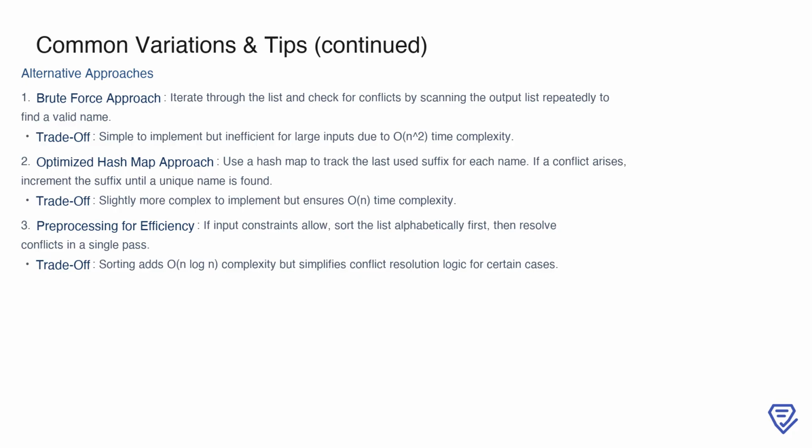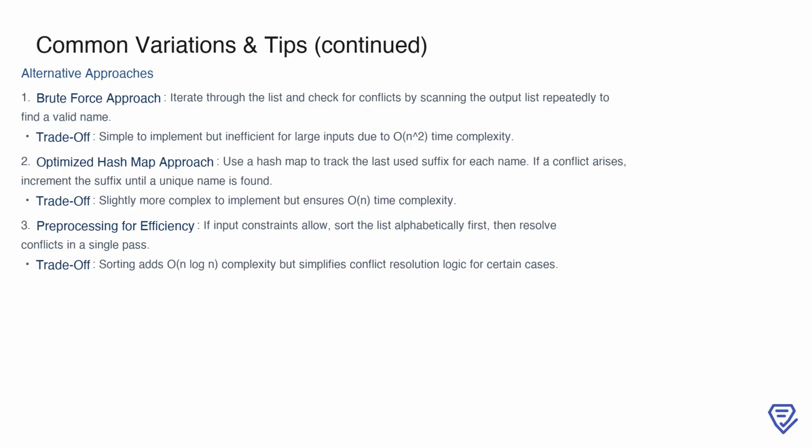There are also alternative approaches to solving this problem, each with its own trade-offs. The brute force approach involves iterating through the list and repeatedly scanning the output list to resolve conflicts. While this method is straightforward to implement, it becomes inefficient for larger inputs because of its O(n²) time complexity. A more optimal solution is to use a hash map to track the last used suffix for each name. When a conflict arises, you increment the suffix until a unique name is found. This approach is slightly more complex to implement but achieves a much better time complexity of O(n).